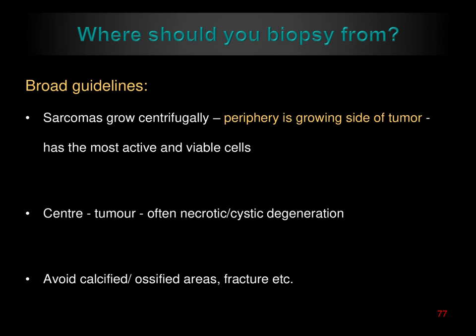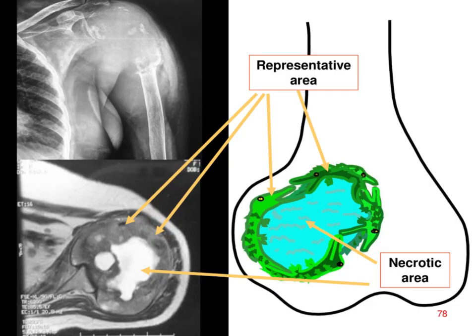The center of the tumor is often necrotic or cystic due to the degeneration that occurs because they outstrip their own blood supply. You should also avoid any calcified or ossified areas because they are less likely to have viable tumor cells. And also you should avoid fracture areas because you may sample callus, and that may confuse your pathologist.